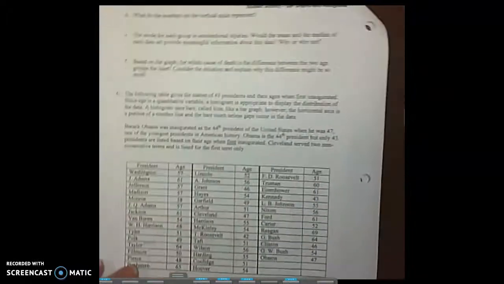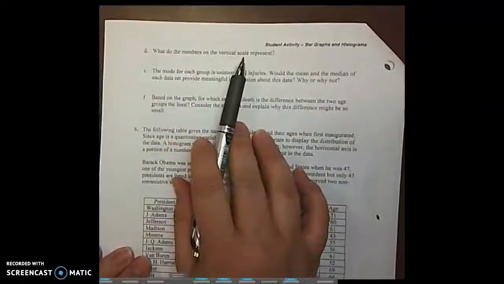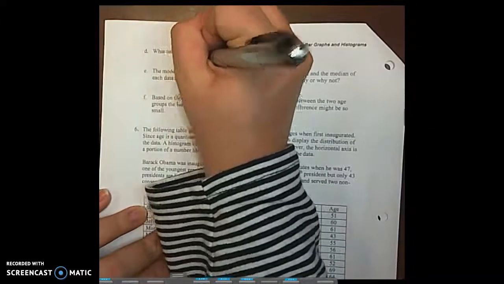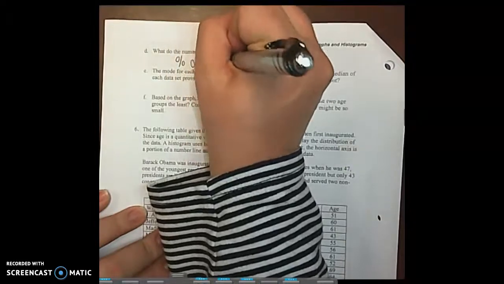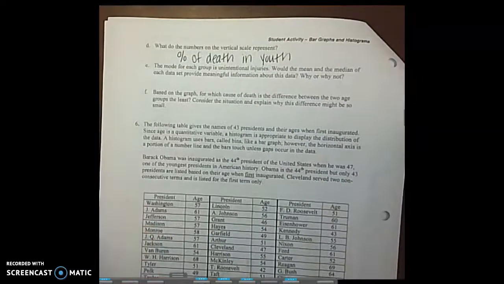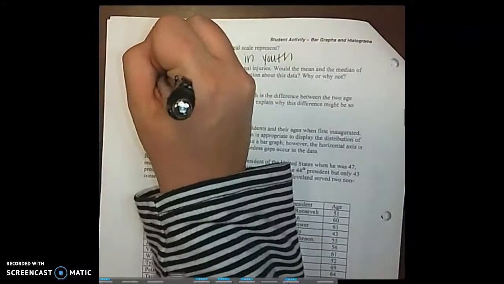All right, so flipping back over to the back. So the numbers on the vertical scale represent the percentage of deaths in youth. E says the model for each group is unintentional injuries. Would the mean and the median of each data set provide meaningful information for this data? Why or why not? So no. The mean and the median of the categorical variable causes of death cannot be calculated. So no.